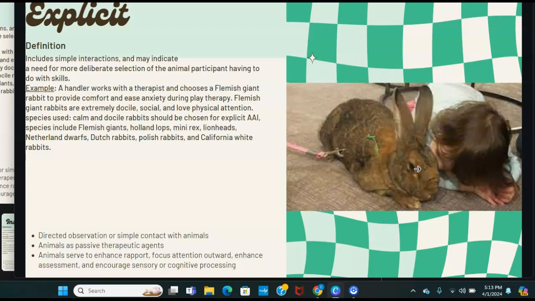Other species that would be great for this would be Holland Lops, Mini Rex, Lionheads, Netherland Dwarfs, Dutch rabbits, Polish rabbits, and California white rabbits. These are all rabbits that are calm, friendly, love interaction, so they would all be appropriate for explicit interactions. More examples of explicit interactions: directed observation or simple contact with animals, animals as passive therapeutic agents, animals serve to enhance rapport, focus, attention outward, enhance assessment, and encourage sensory and cognitive processing.